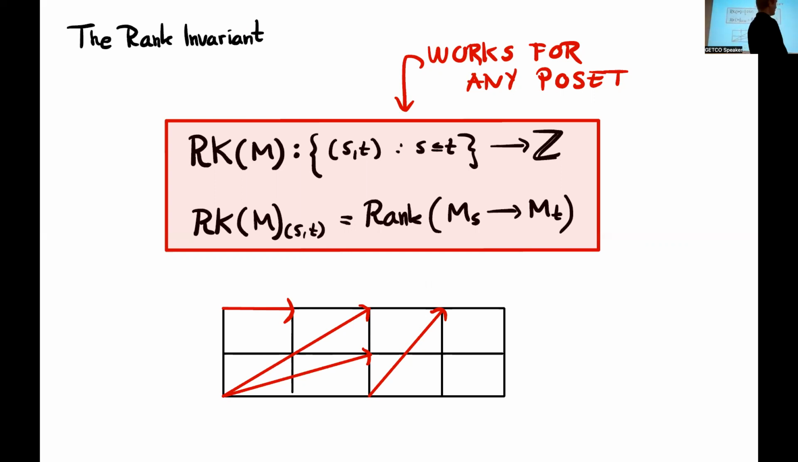So the rank invariant is a very simple invariant. You take 2 points in whatever poset you have at your disposal, and you compute the rank between those 2 points. And the collection of all those ranks, that's the rank invariant. Of course, we will be focusing on the grids today for the most part.